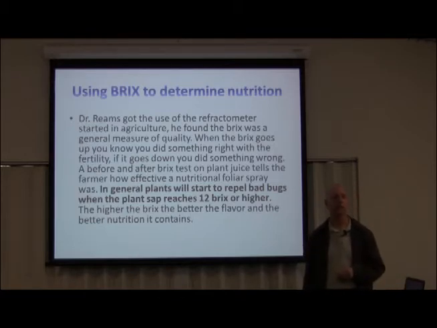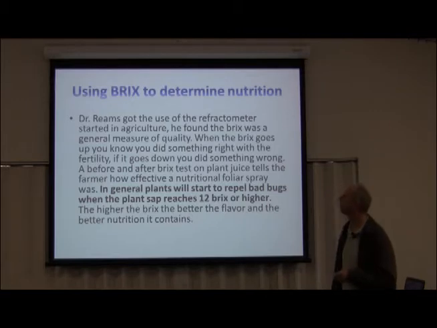Many of the scientists of a few years ago really looked up to this man, and he's the one who came up with this BRIX in this way. And he is the one that got the use of the refractometer started in agriculture. He found that BRIX was a general measure of quality. When the BRIX goes up, you know you did something right with the fertility.